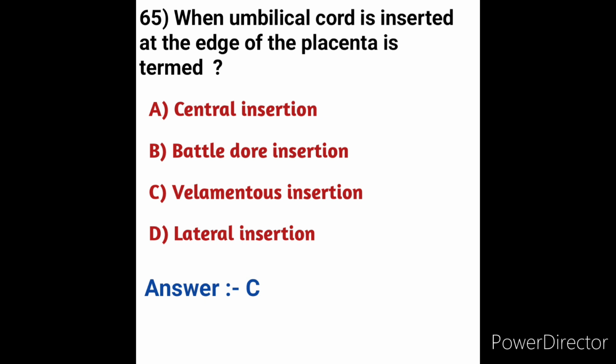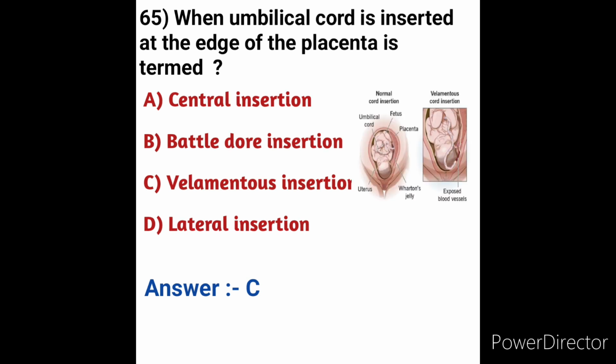Velamentous cord insertion is a pregnancy complication that happens when the umbilical cord from the fetus does not insert into the placenta correctly. The umbilical cord is inserted in the fetal membrane. Friends, here the umbilical cord is inserted into the fetal membrane. This is the velamentous insertion. Here we can see the velamentous insertion in this picture. This picture is not visible now. I will show you in bigger size.